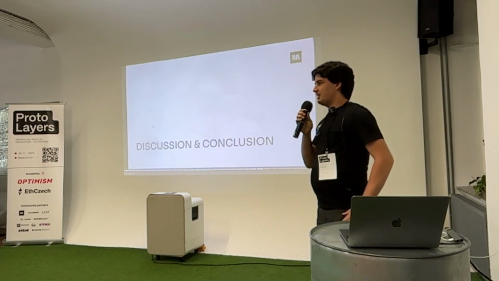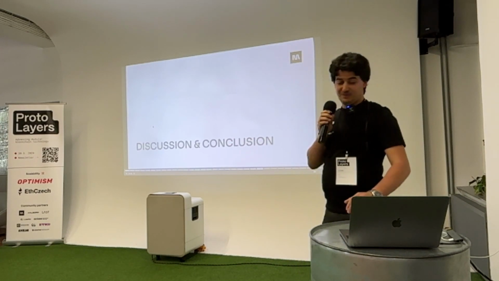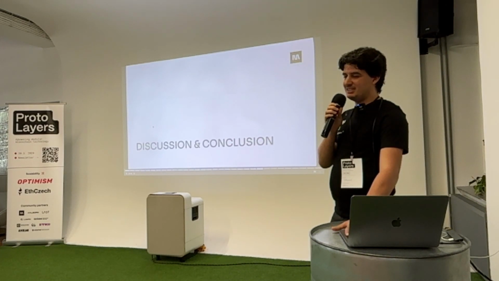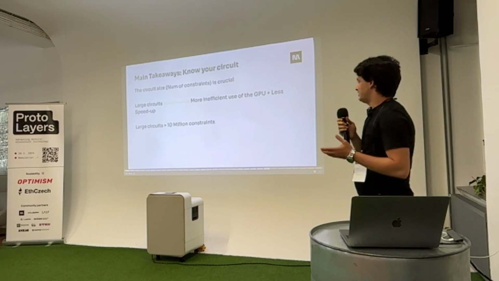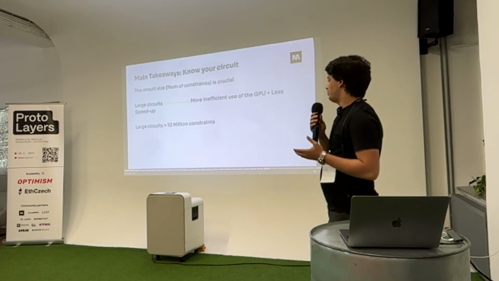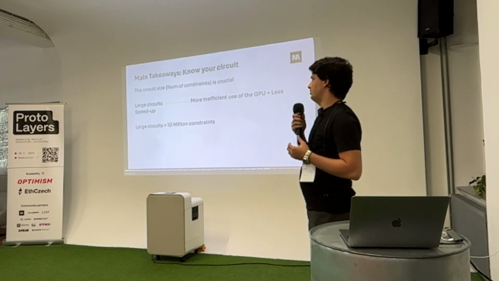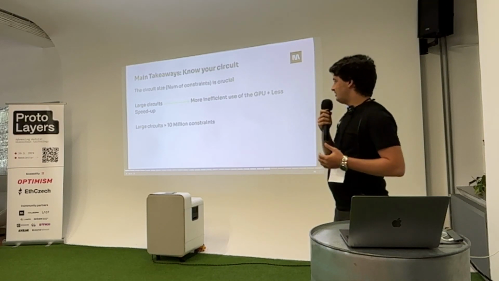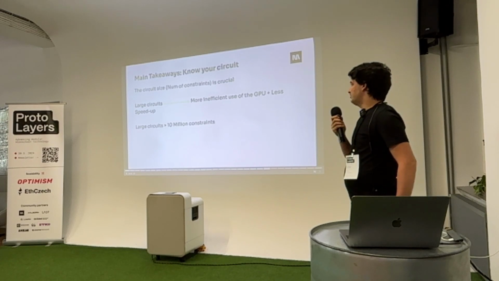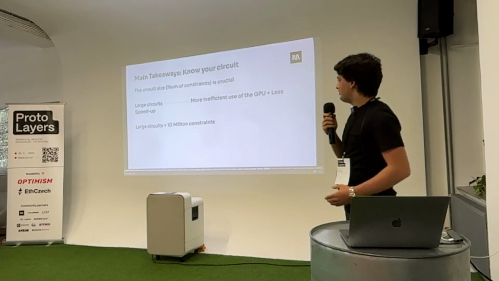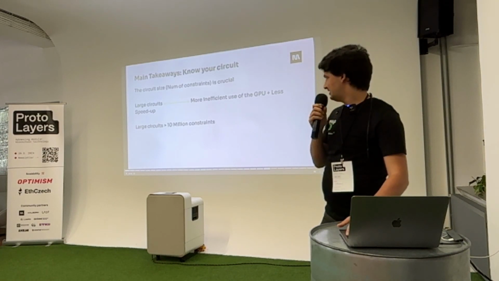Now, enough with the numbers. Let's try to come up with something meaningful from them. And basically, we have 4 main takeaways. The first takeaway is that the circuit is important. So the size of the circuit is crucial to the decision of whether we should employ GPU acceleration or not. And we clearly see in the numbers here that large circuits are more inefficient when using GPU and also provide less speedup. Here, we define large circuits as circuits with more than 10 million constraints.